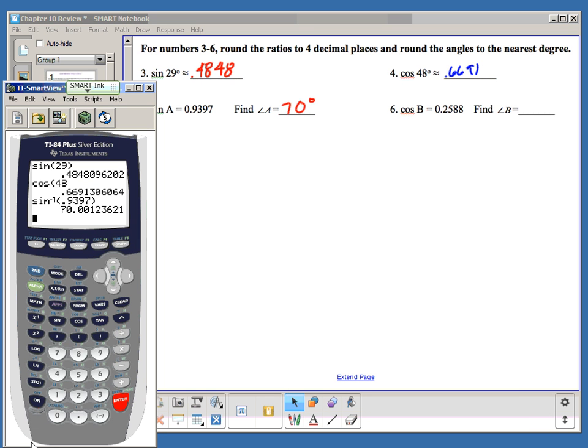And the same thing for cosine. The ratio of my adjacent over hypotenuse is 0.2588. I'm trying to find the angle, so I need to use the inverse. So I cosine inverse, and I end up with 75 degrees.